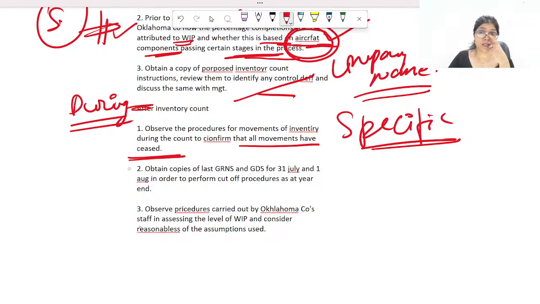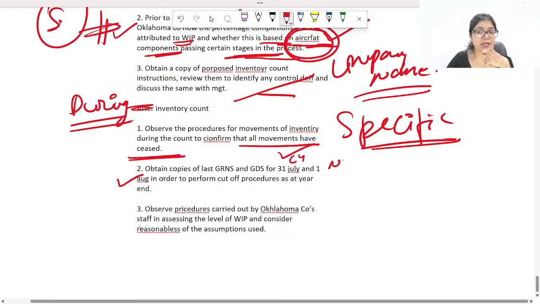Okay. Next one is obtain copies of last goods received notes and goods dispatched notes for 31st July. This is the year end. And 1st August. So this will be the next year. So this is the current year. This is the next year. In order to perform cut-off procedures as at last year end.